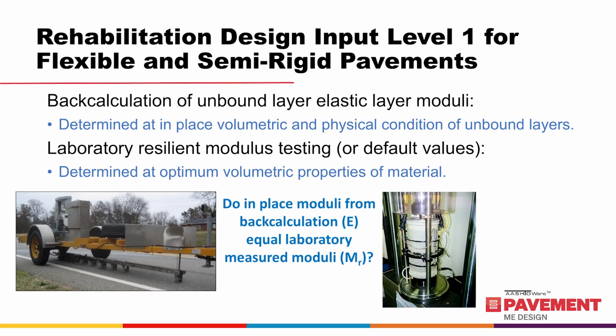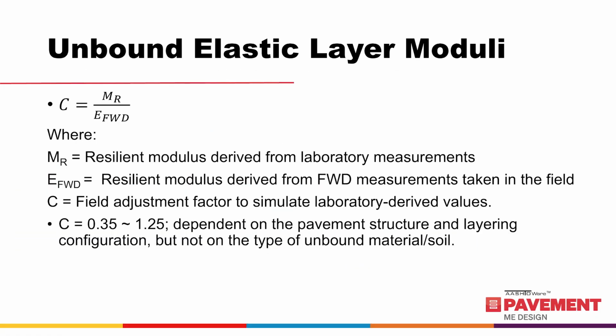If there's a difference, which there is, how does the PMED software take the difference into account? The next couple of slides illustrate that difference and provide some of the options to be considered in the PMED software. So, what can be done to reduce the variability between back-calculated and laboratory-derived resilient modulus? The relationship between the back-calculated and laboratory-derived resilient modulus from the 1993 AASHTO Pavement Design Guide, which is designated as the C value, is used to relate field-derived moduli to those derived from laboratory tests.